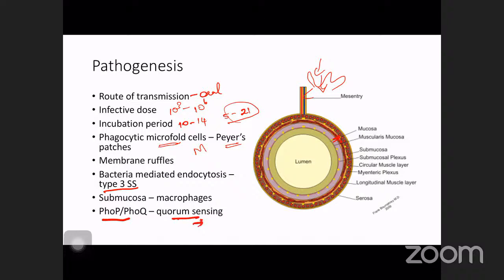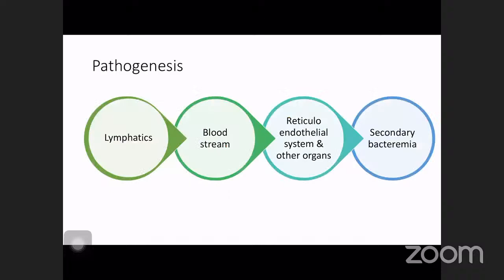So now we have learned that the M cells will take up the organism and it will go through the mucosa to the submucosa, where it will be presented to the macrophages, and the macrophages, instead of killing, will actually promote the organism's growth because of the quorum sensing mechanism. Hope you all understood this. Now it is inside the Peyer's patches, which are full of lymphoid follicles, and from the lymphoid follicles through the lymphatics, it is going to reach the bloodstream, that is the primary bacteremia.